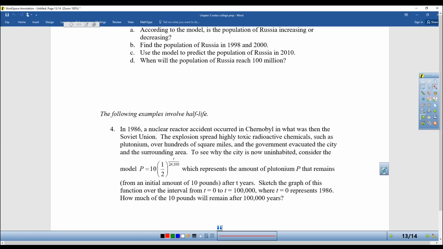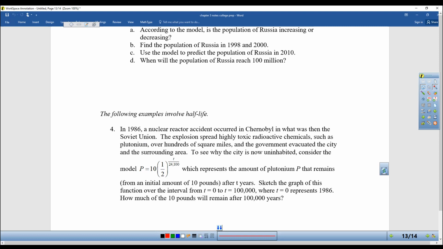Number 4, in 1986, a nuclear reactor accident occurred in Chernobyl in what was then the Soviet Union. The explosion spread highly toxic radioactive chemicals, such as plutonium, over 100 square miles, and the government evacuated the city and the surrounding area. To see why the city is still uninhabited to this day, consider this model, which represents the amount of plutonium that remains from an initial amount of 10 pounds after t years.